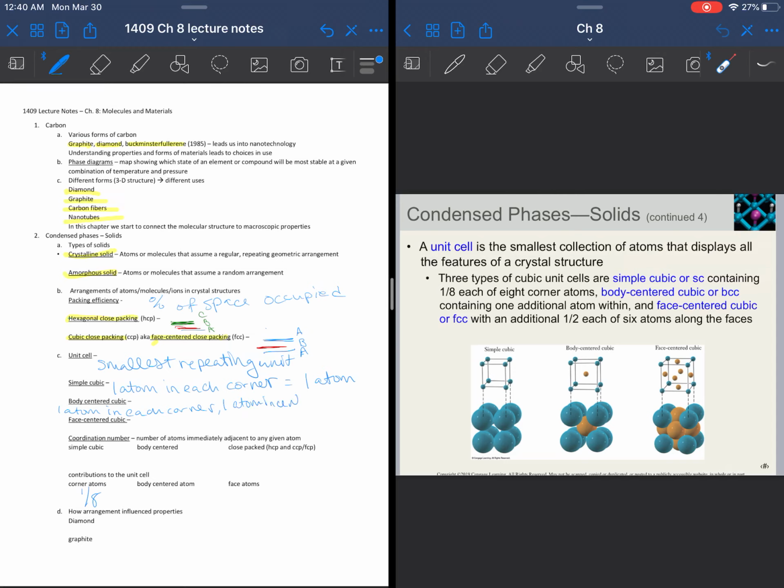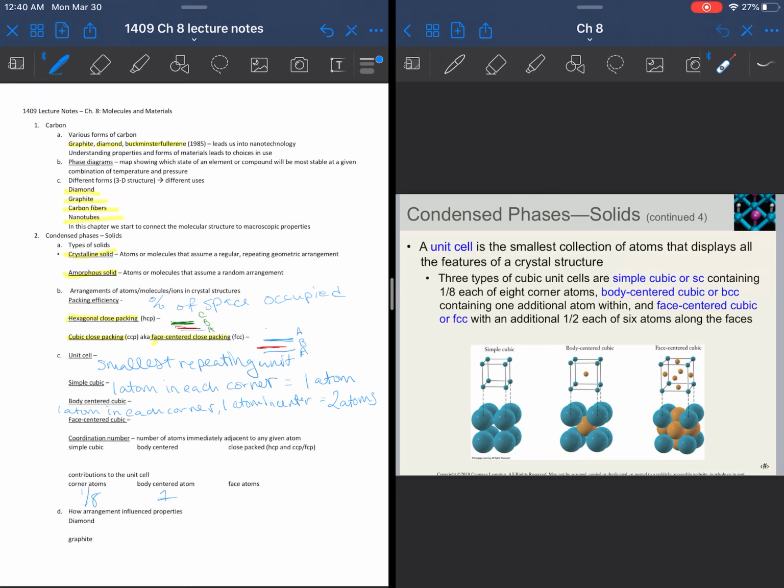You also have one atom in the center, right? So a body-centered atom, the whole atom is in the unit cell. So if we look at a body-centered cubic, if we look at that box right there, there are 2 atoms in that box, 1/8 of each of your 8 corner atoms, and then one whole atom in the center.